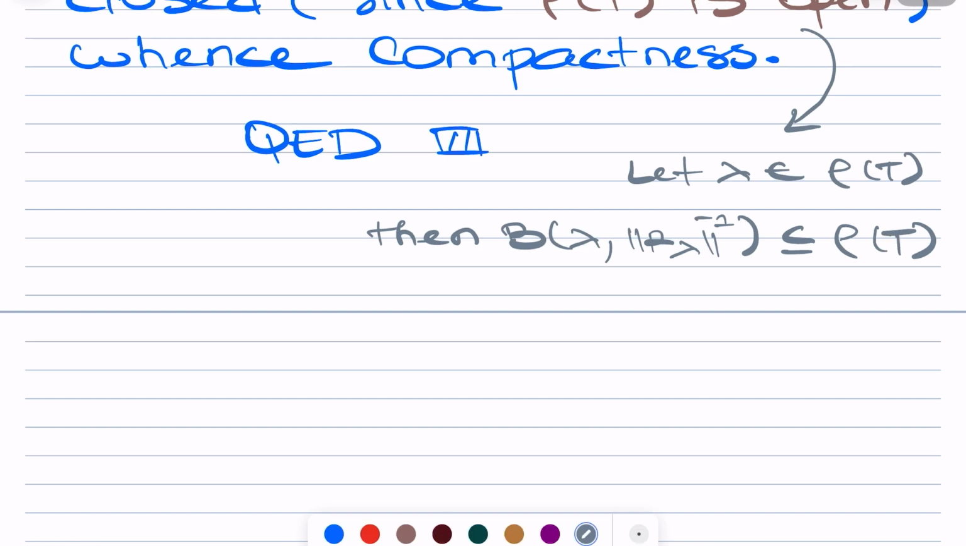Where R_λ here is just my shortcut for the resolvent map. I think we defined the resolvent map at the beginning. Okay, so now let's state our first theorem.